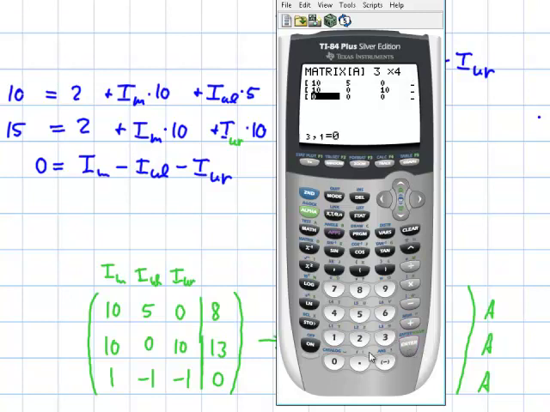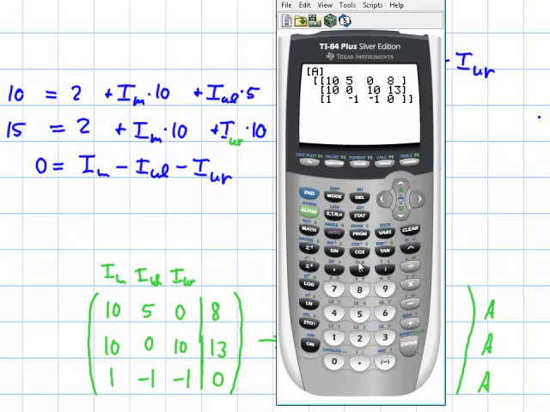There we go. And what was it again? There's 1, negative 1, negative 1, and 0. Okay, done. I get out of this. I look at that matrix on the home screen, and 10, 5, 0, 8, 10, 0, 0, 10, 0, 10, 13, 1, negative, and then negative 1, 0.